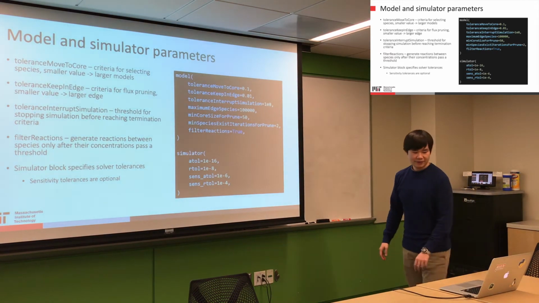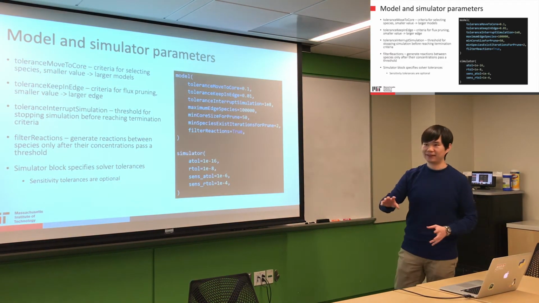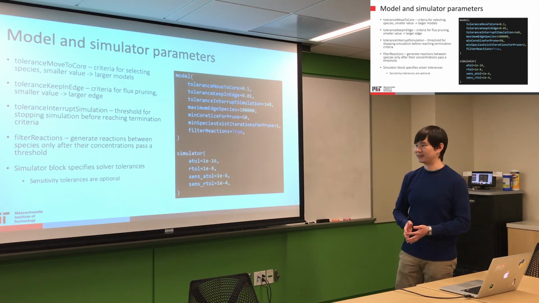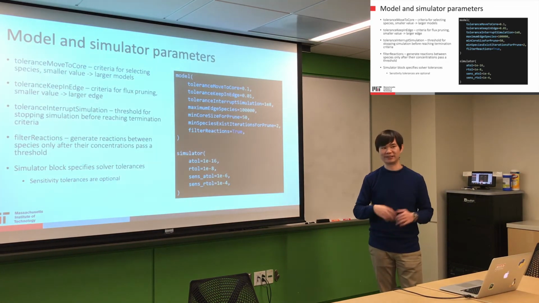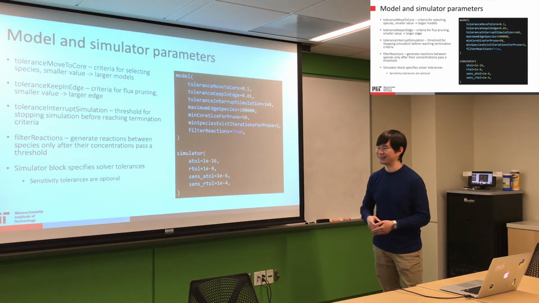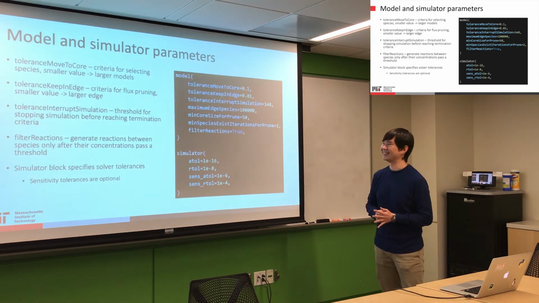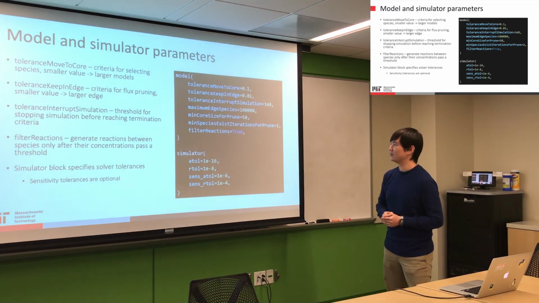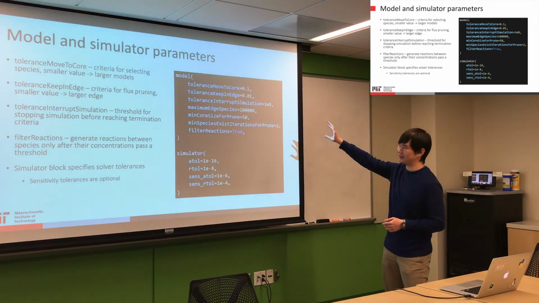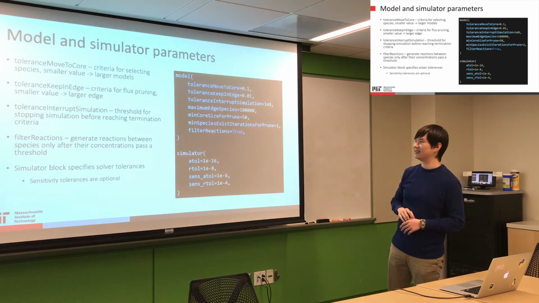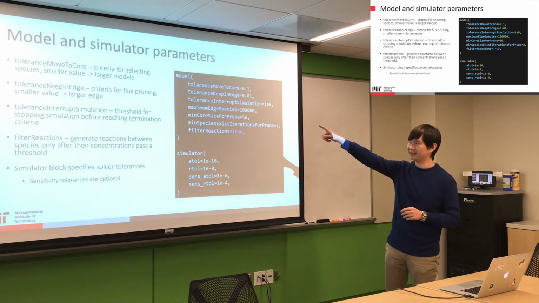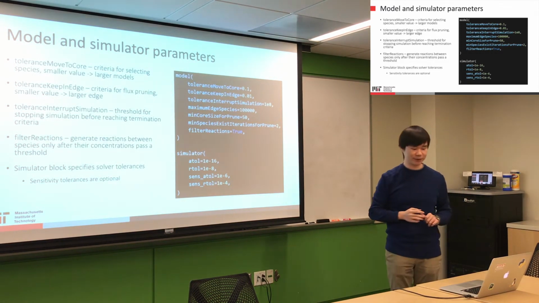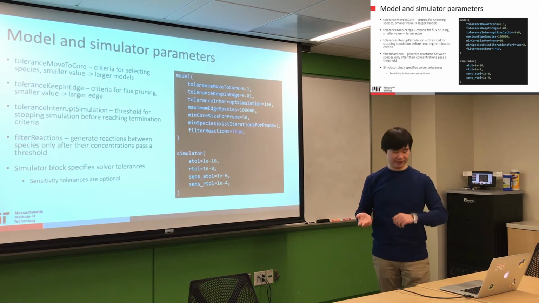Okay. So that was all defining the system that you're looking at, your data sources, your reactors. Now, from this point on, it's parameters to help RMG generate your model. You can think of them as hyperparameters if you're into machine learning. First, there's this model block, which is maybe the bulk of these parameters. There are a lot of tolerances in RMG. Probably most importantly, there's this tolerance move to core. This is the main criteria for selecting new species.